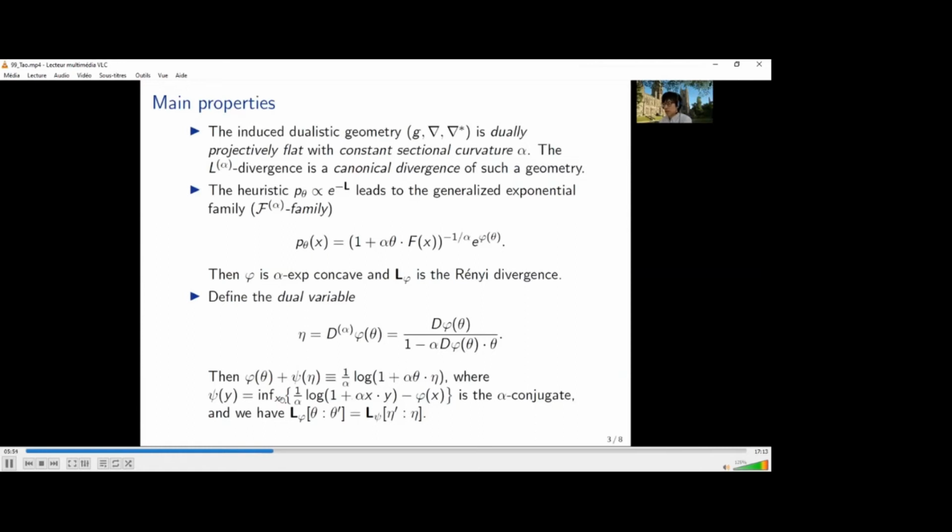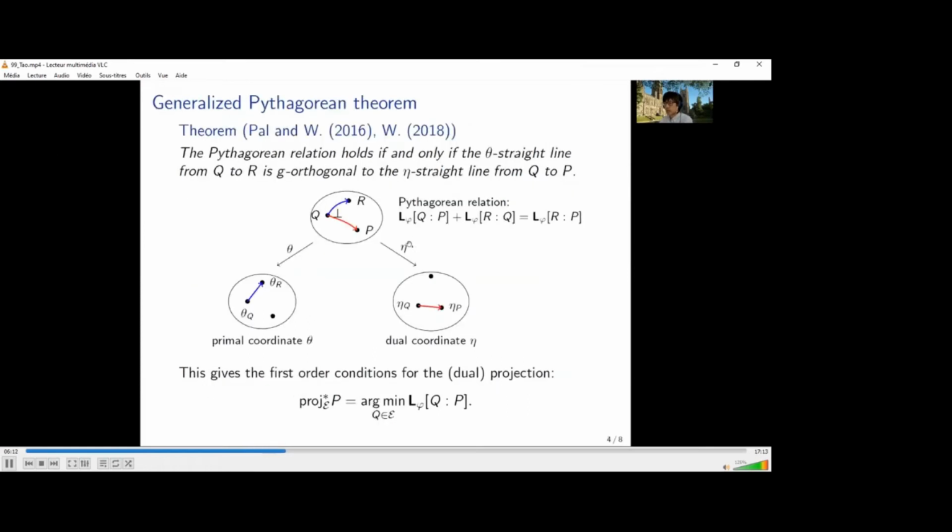And we also have that the L alpha divergence is self-dual. So the L alpha divergence of psi is the same as the alpha divergence of phi, but with the arguments swapped. So let's look into the geometry of this L alpha divergence in a little bit more detail. And we also showed before that the L alpha divergence satisfies what we call the generalized Pythagorean theorem.